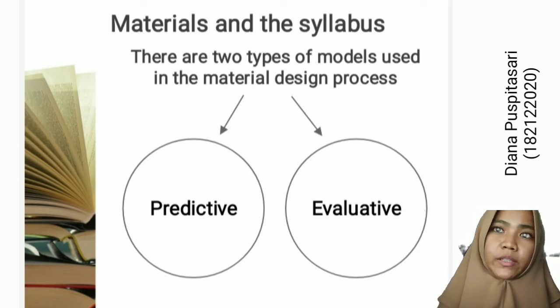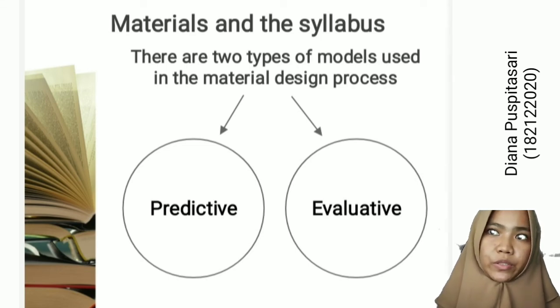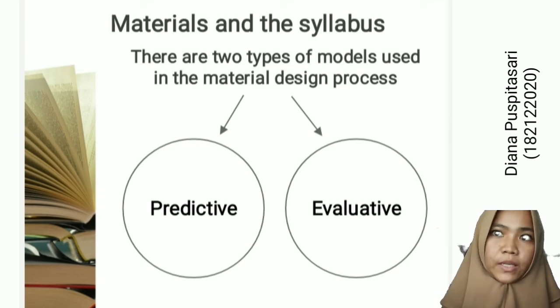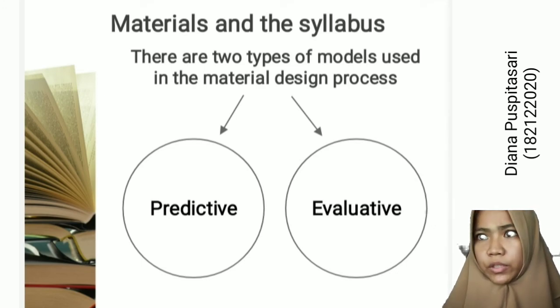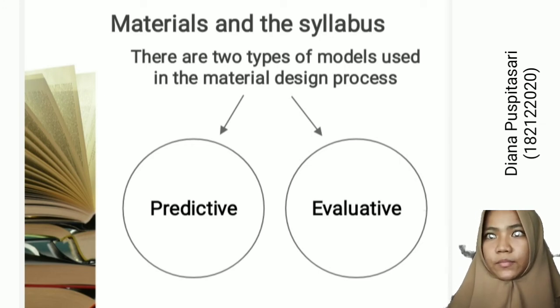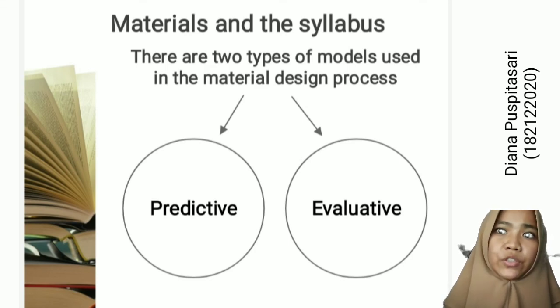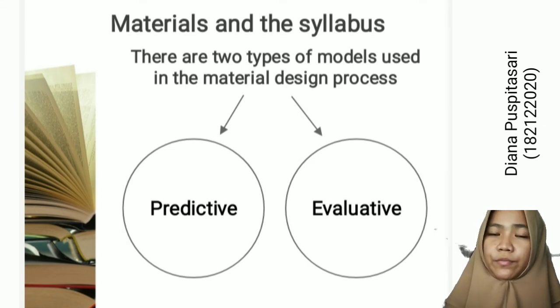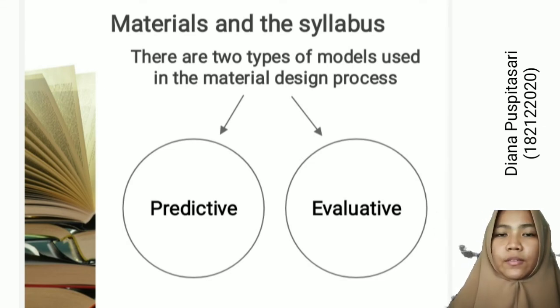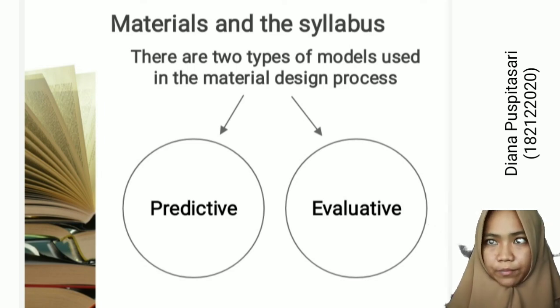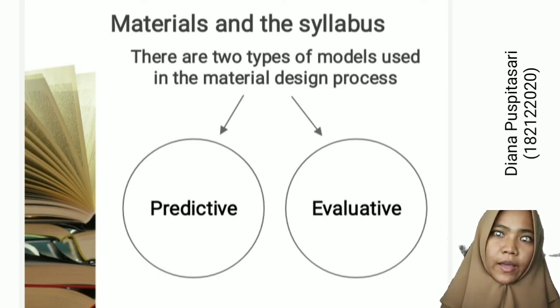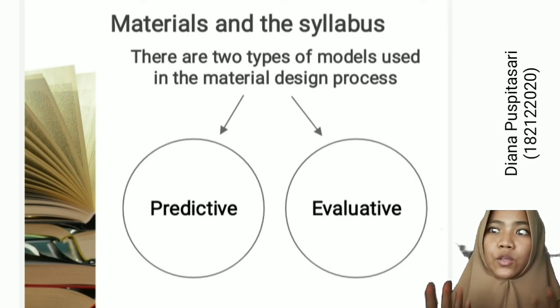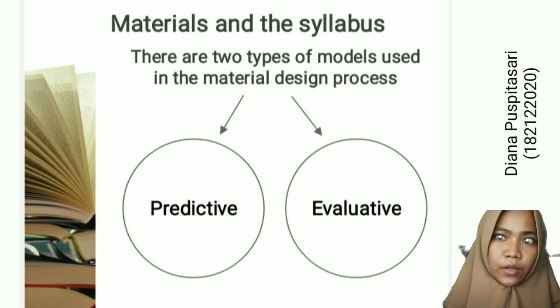At this point, it is useful to make a cautionary distinction between two types of model, since both are used in the materials design process. First is predictive. This kind of model provides the generative framework within which creativity can operate. And the second one is evaluative. This kind of model acts as a feedback device to tell you whether you have done what you intended.